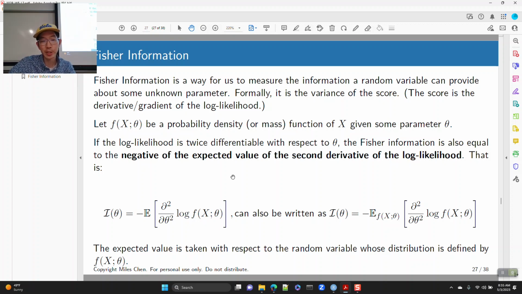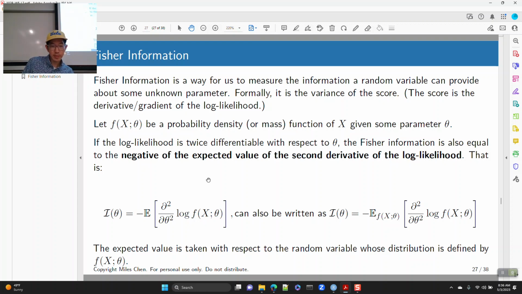So the Fisher information, okay, one possible definition is this. We're going to say the Fisher information is a way for us to measure how much information a random variable can provide about the unknown parameter. Formally, the definition of the Fisher information is that it's the variance of the score, and the score itself is the derivative or the gradient of the log likelihood.